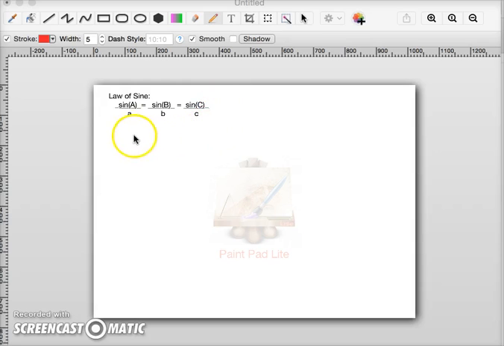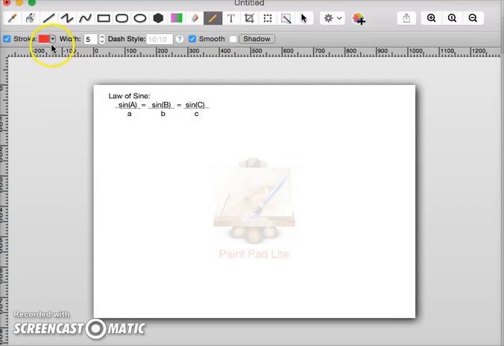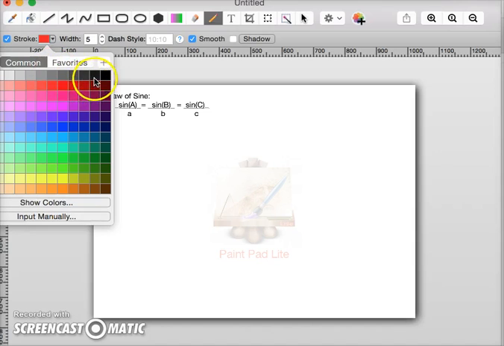As you can see here, the formula is sine of angle A over lowercase a equals sine of angle B over lowercase b equals sine of angle C over lowercase c. I know these letters might seem random or confusing, so I'm going to draw you a little diagram so you can make a connection with the formula.